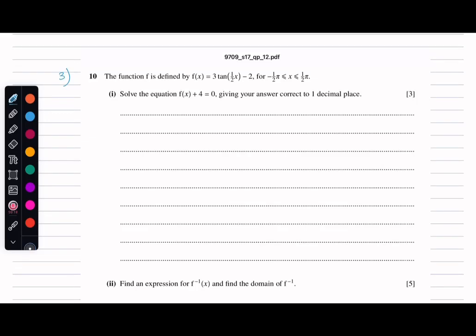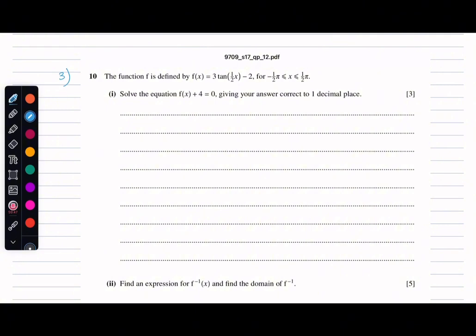Next question is taken from summer 2017, paper 1 variant 2, and it's question 10 in the paper. It says that the function f is defined by f of x equals 3 tan x by 2 minus 2 for negative pi by 2 lesser or equal to x, which is lesser or equal to pi by 2. Part 1 says solve the equation f of x plus 4 equals 0, giving your answer correct to 1 decimal place. So let's start solving the equation.